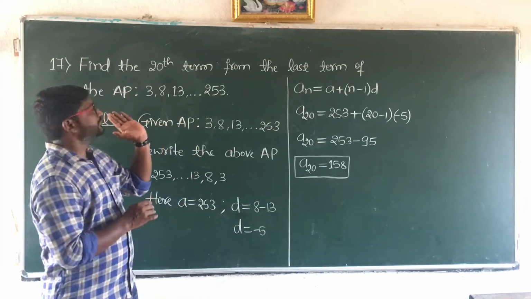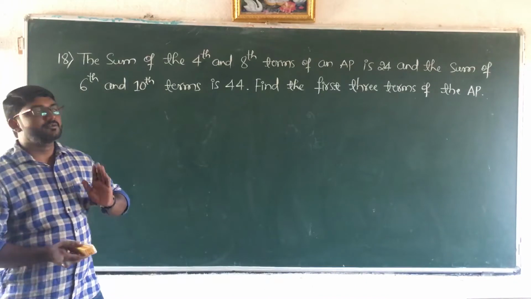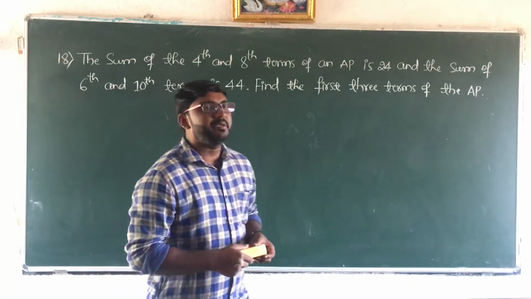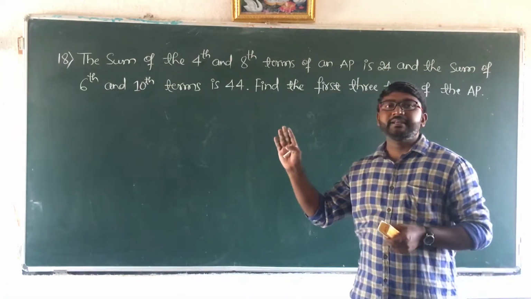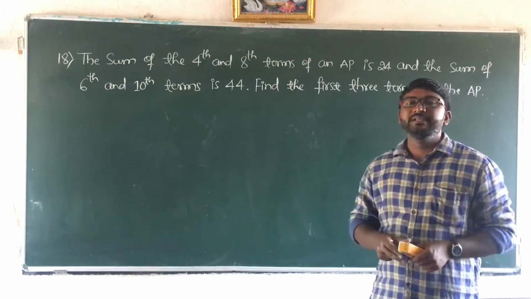So this is all about the 17th problem. Pause the video to note it down. Okay. The next question is: the sum of the 4th and 8th terms of an AP is 24 and the sum of 6th and 10th terms is 44. Find the first 3 terms of the AP.